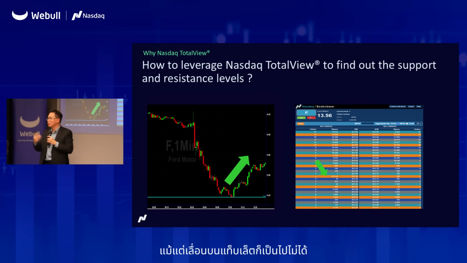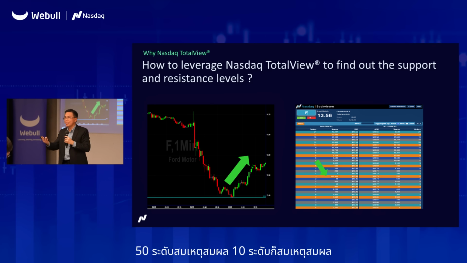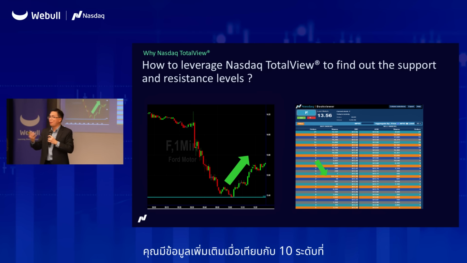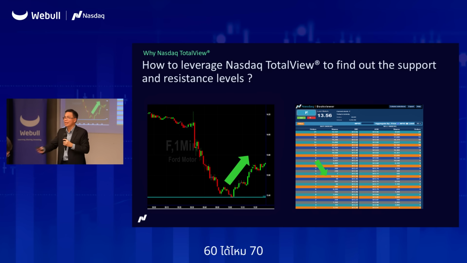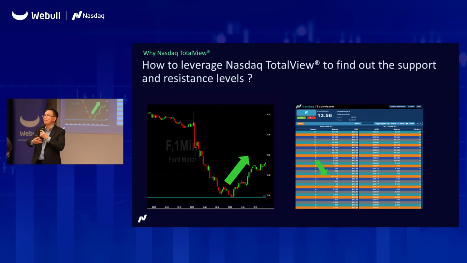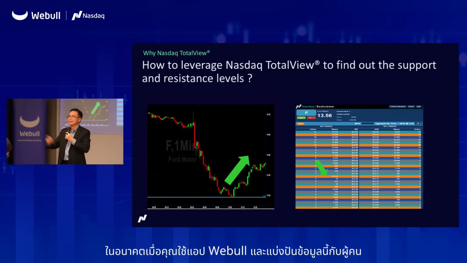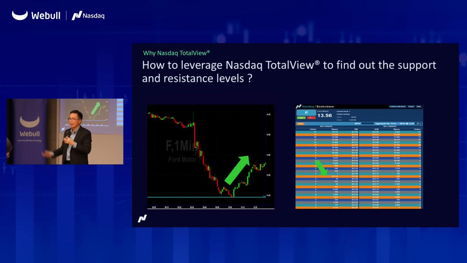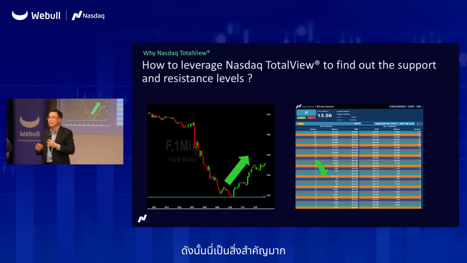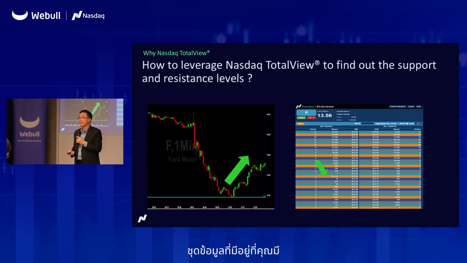Even a tablet is also not possible. 50 levels makes sense. 10 levels also makes sense. So with 50 levels, you have more information compared to 10 levels, right? Can it be 60? Can it be 70? That's your feedback in future when you share with Webull. They will enhance and collaborate, right? So this is very important for you to leverage on whatever available data set that you have.